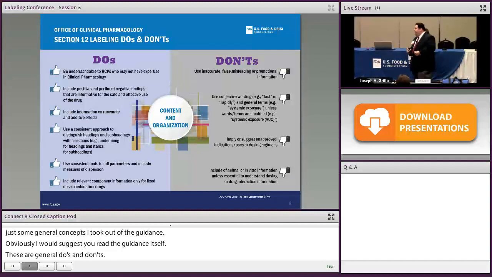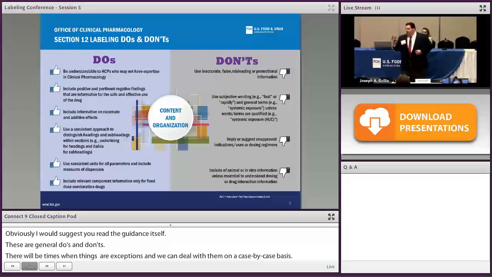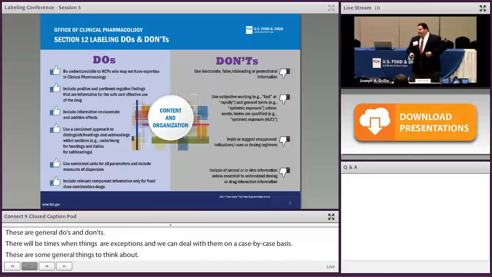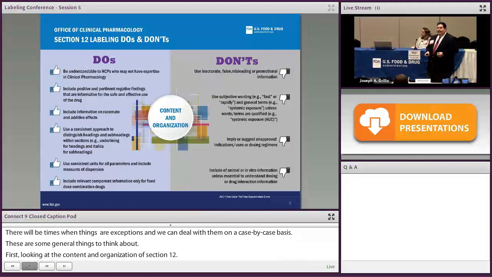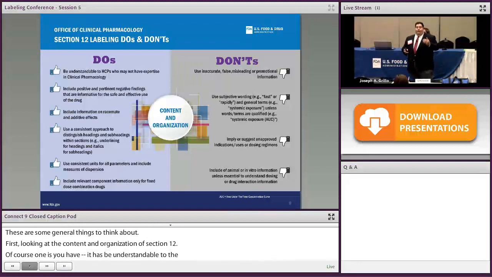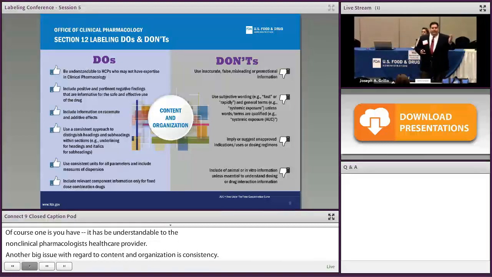So first, looking at the content and organization of Section 12. Of course, one is it has to be understandable to the non-clinical pharmacologist healthcare provider. Another big issue with regard to content and organization is consistency. So we'd like to see consistency in how you format your headings and subheadings. It should be consistent with how it's done throughout the PI. So if you use italics for headings and underline for subheadings, it should be that way throughout the document.